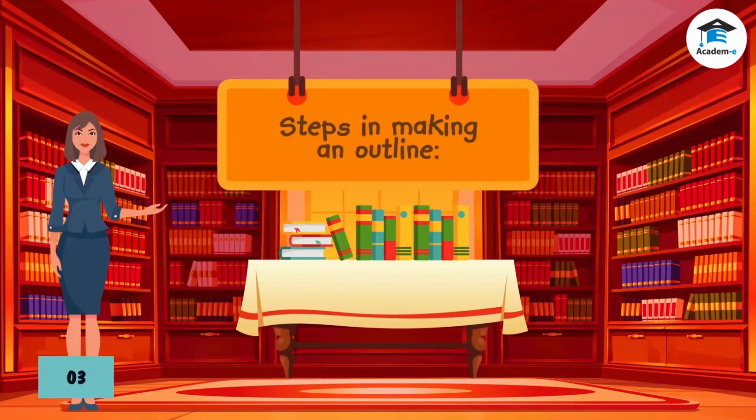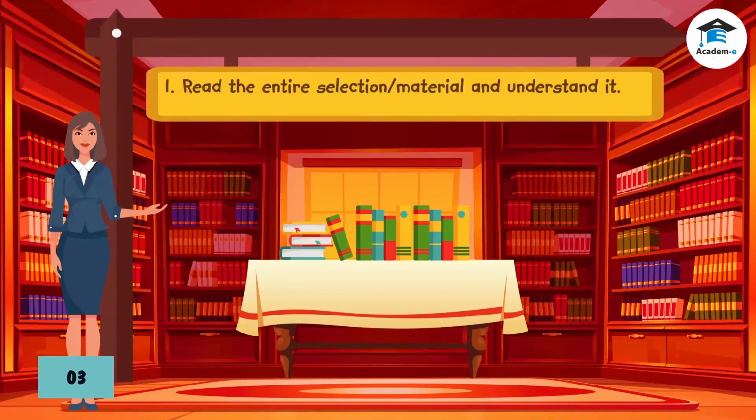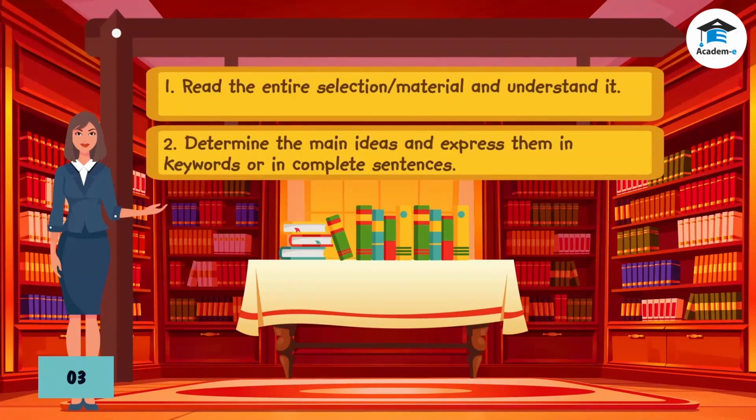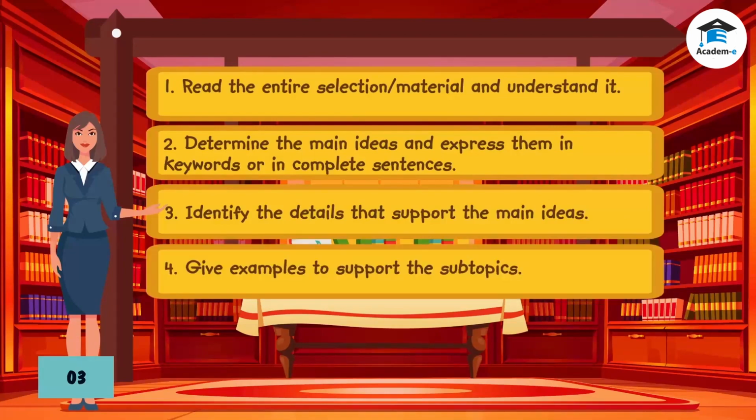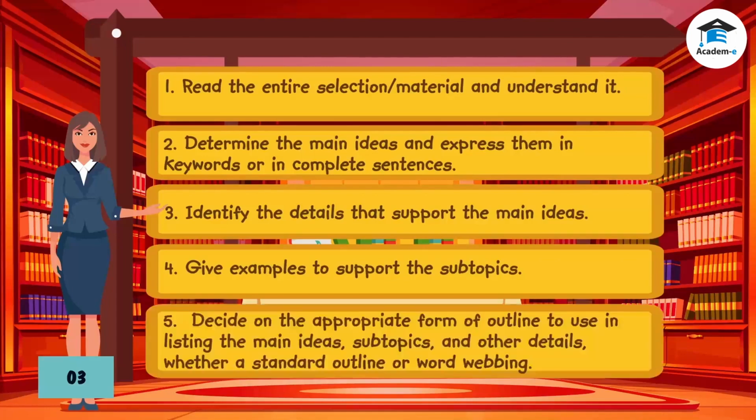To make an outline, you should follow the given steps. Read the entire selection and understand it. Determine the main ideas and express them in key words or in complete sentences. Identify the details that support the main ideas. List them in the order they are cited in the selection. Give examples to support the subtopics. Decide on the appropriate form of outline to use in listing the main ideas, subtopics, and other details, whether a standard outline or word webbing.